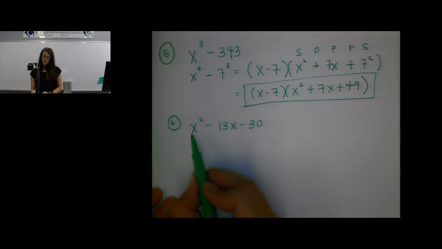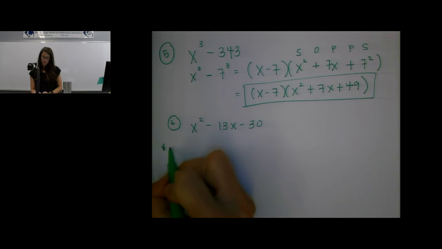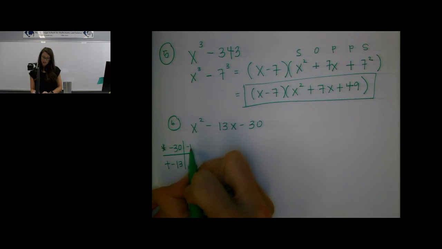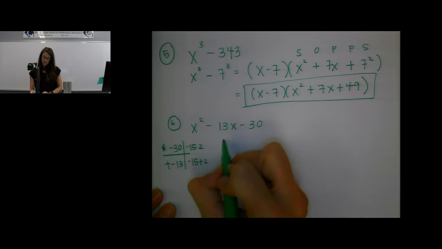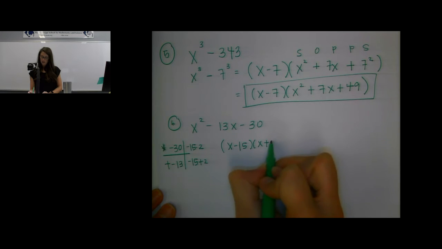Okay, so what about this one? Is there a greatest common factor? No greatest common factor. I have 3 terms. So I'm going to ask myself what multiplies together to give me negative 30 and adds together to give me negative 13. So that's negative 15 times 2, negative 15 plus 2 there. So this will be x minus 15 times x plus 2.